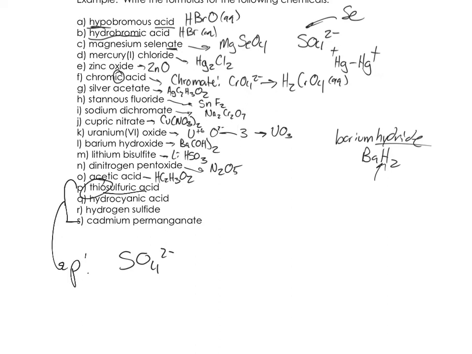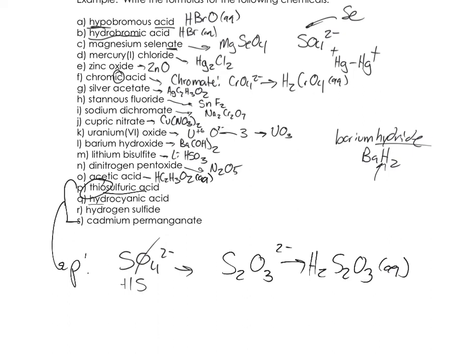But the problem is we have thio on the front. Remember, with thio, we drop an oxygen and add a sulfur. So the anion looks like this. Then to get the acid, I need to add the proper number of hydrogens. And I'm going to add aq back up here for acetic acid. H2S2O3, aq.